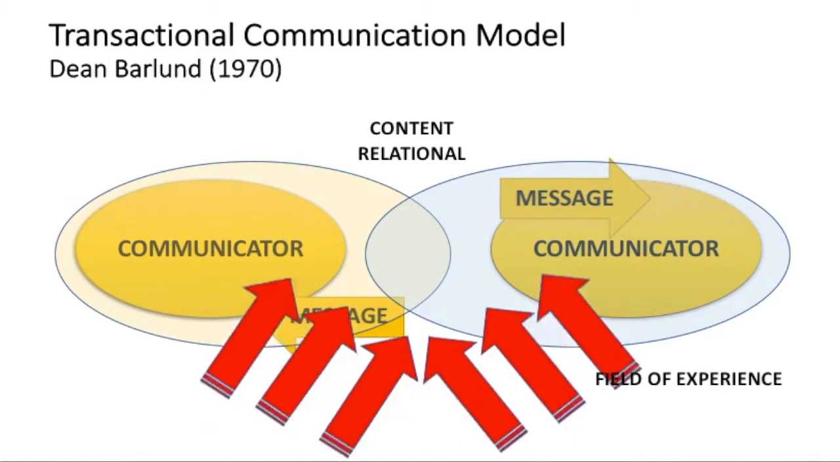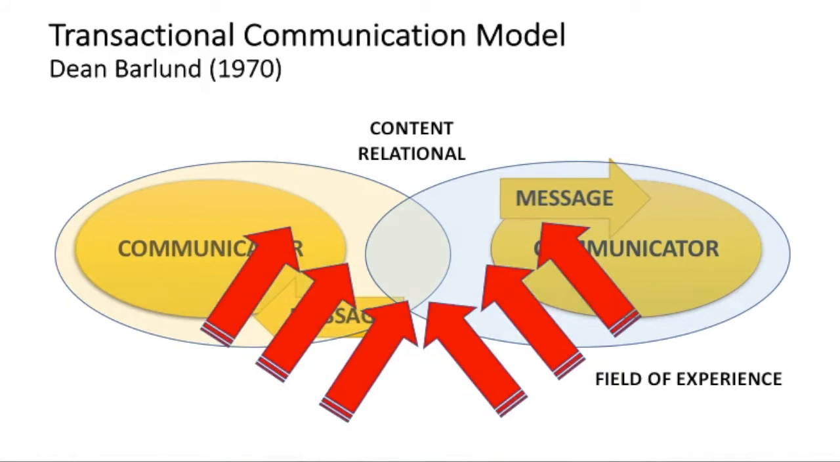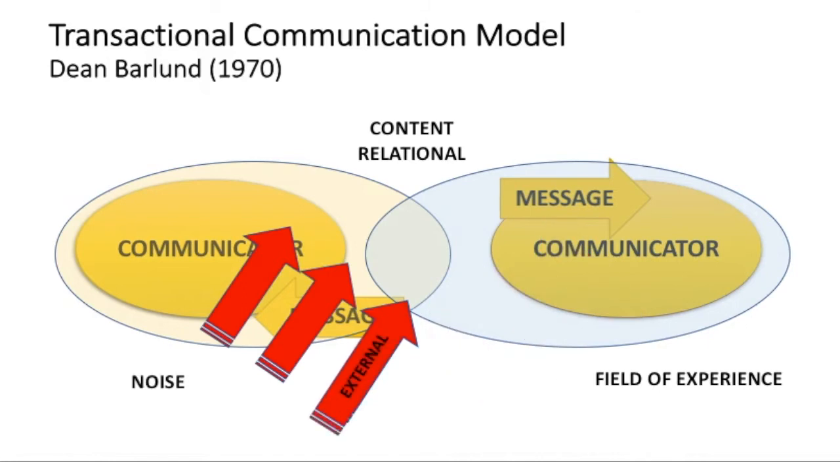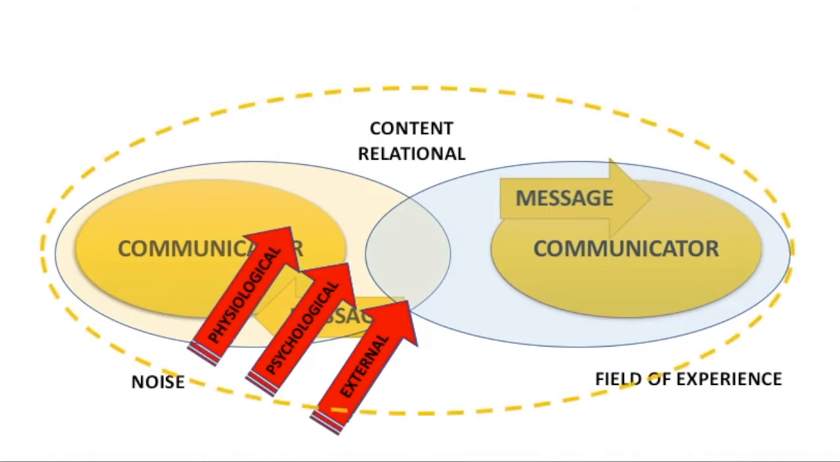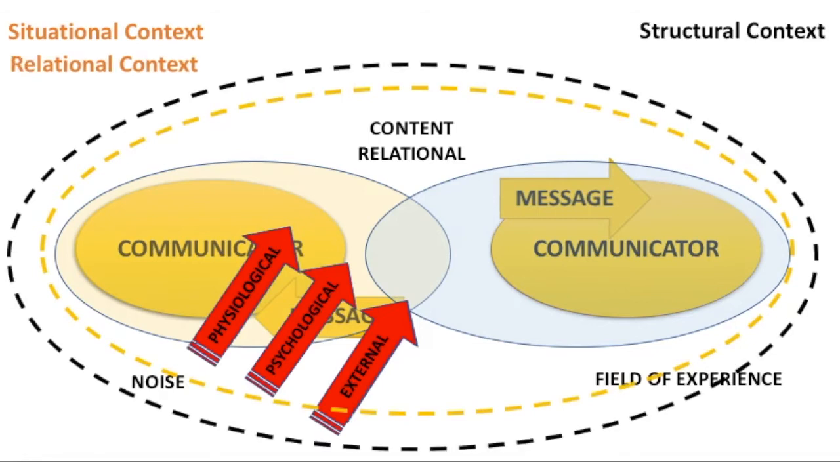Our ability to send, receive, and interpret messages may also be impacted by various forms of noise. These are distractions which occur within our internal and external environments. Types of noise can be categorized as external, psychological, and physiological. Lastly, as with conflict, communication transactions occur within particular situational, relational, structural, and cultural contexts.